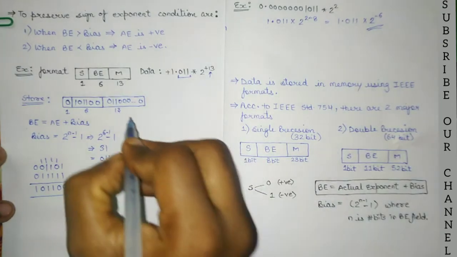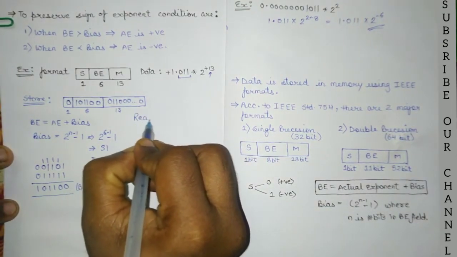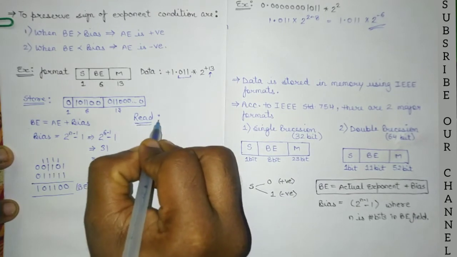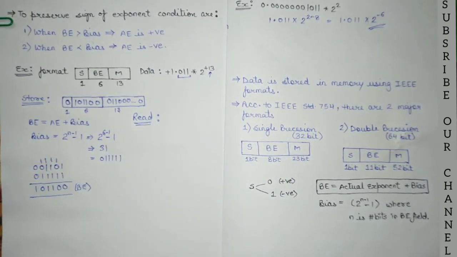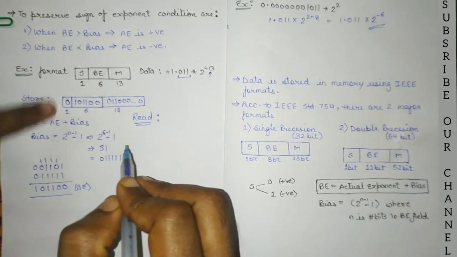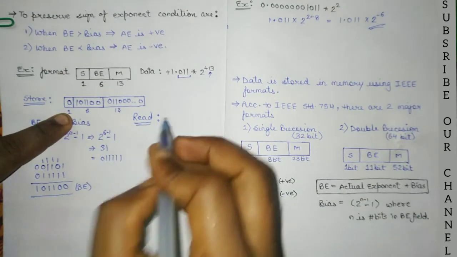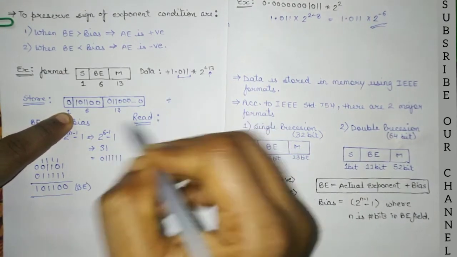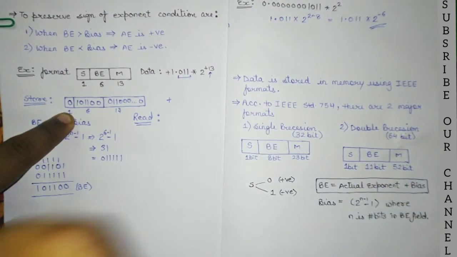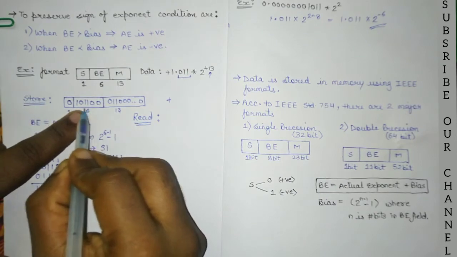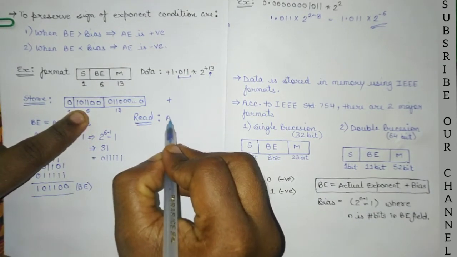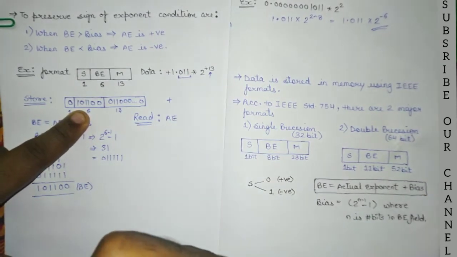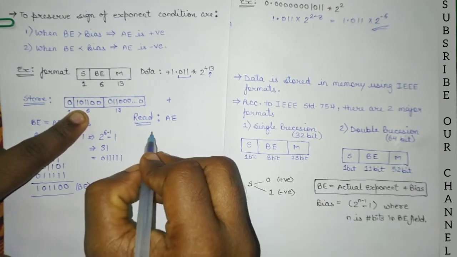Now the next question is how to read the value, because if we are storing a value, that means we need to read that value in the future. So how to read this value? See, this sign is 0, so we know that this is a positive value, so no discussion on that. Now we have to move on to the actual exponent. We have to find out the actual exponent.